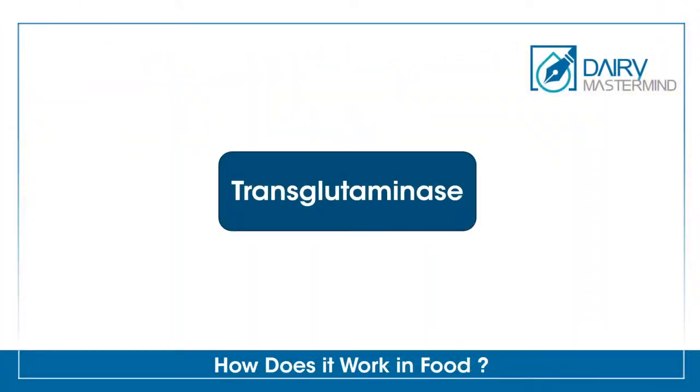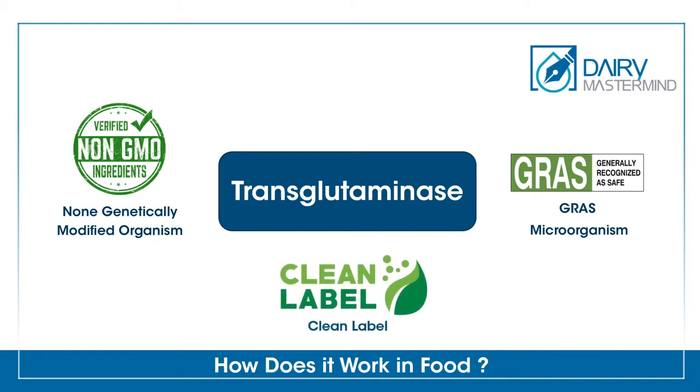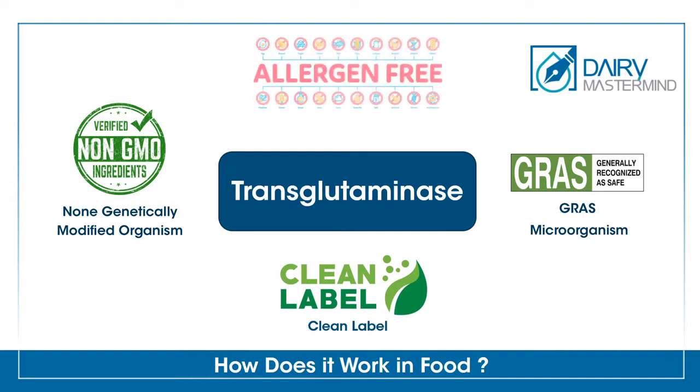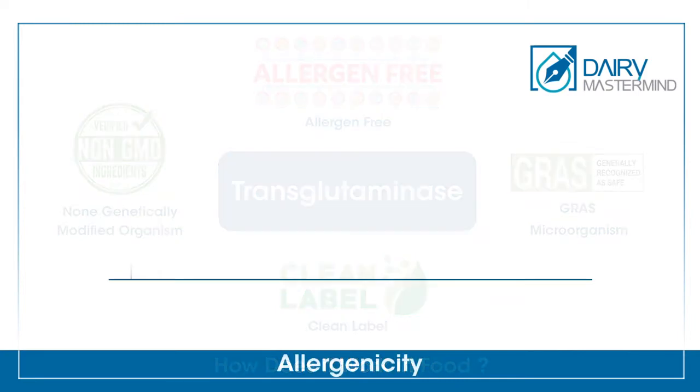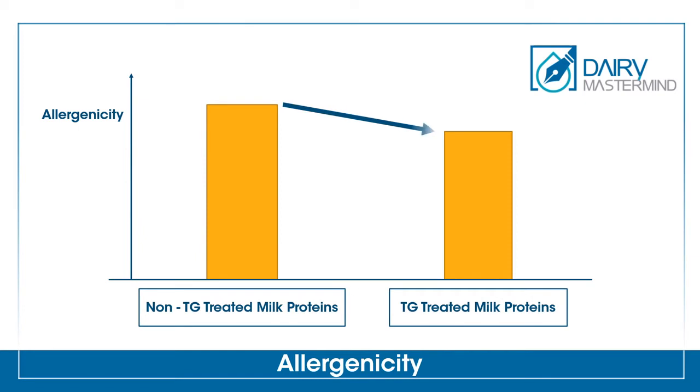As a food additive, transglutaminase is non-GMO and is obtained from natural microorganisms. Hence, it is considered clean label. This means it is not necessary to declare it on the label of the finished product. Research has shown that crosslinks created by TG can reduce the allergenicity of milk protein by 17%.